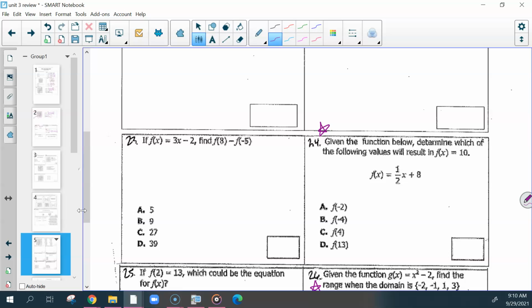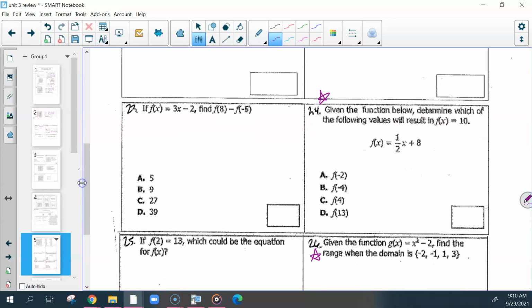Let's do number 24. So for 24, it says will result in f of x equals 10. Is that x or is that y? 10 is y. We're solving for x, yes. So if it's inside the parentheses, so if it says f of 10, that would be your x value, you're solving for y. If it says f of x equals 10, you're given your y and you're solving for x.